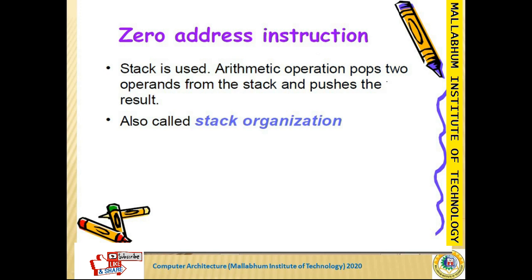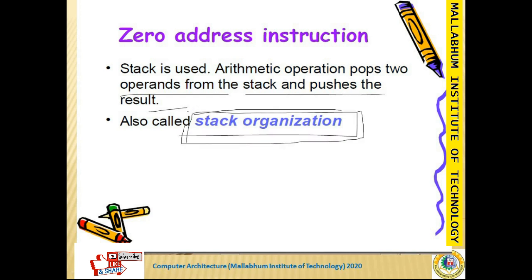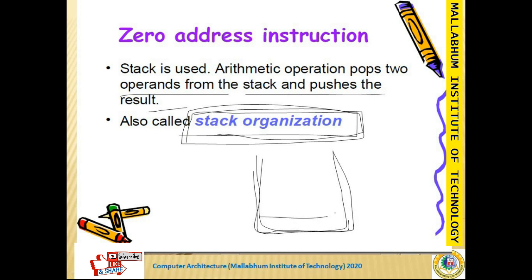Here stack is used. Arithmetic operation pops two operands from the stack and pushes the result, also called the stack organization. So here we are using the stack. Stack means like this: suppose this is the memory and this is your stack.